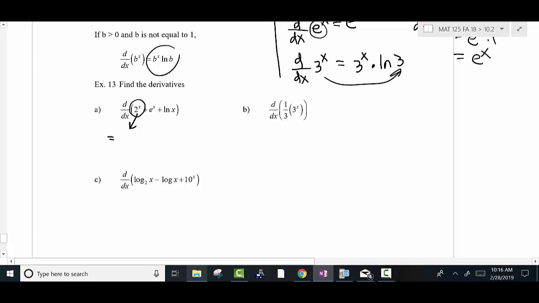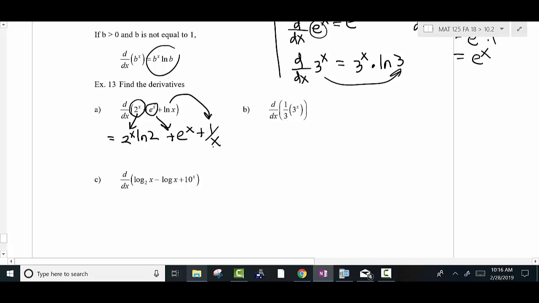So think of it this way. When you're doing 2 to the x, think of it in words: itself times ln of 2. Think of these rules in words. So that would be this. That takes care of that. That's the new rule. What's the derivative of e to the x? E to the x. I've got that one down. What's the derivative of ln x? 1 over x. Good. Problem done. So they're easy to do.